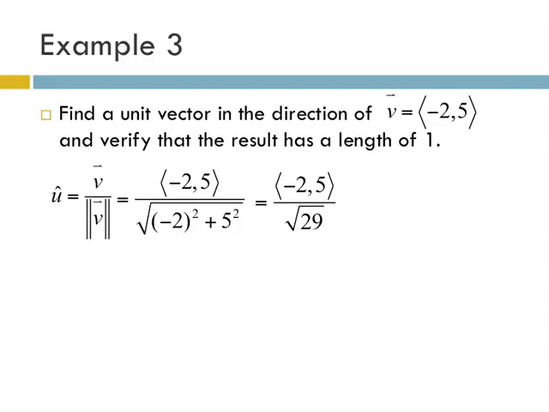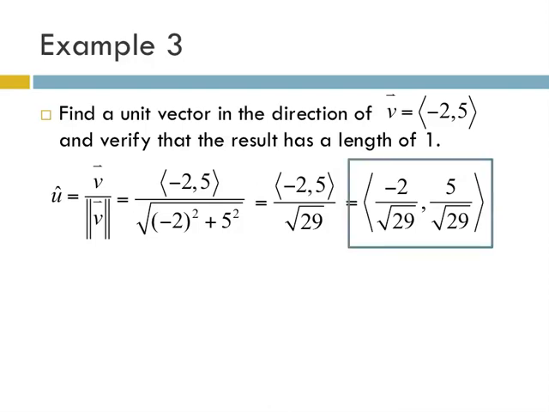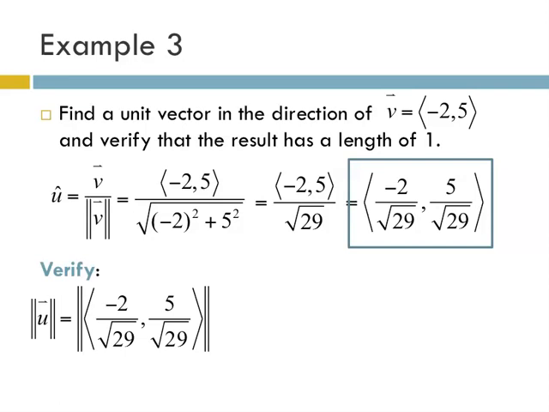So now you're just going to divide each component by the square root of 29. So negative 2 over square root of 29 and 5 over the square root of 29. You can leave it as is. You don't need to rationalize the denominator. That answer is fine. So now the next thing we need to do is to verify that this vector that we just found is in fact a unit vector. In other words, that it does in fact have a magnitude of 1. So we're just going to go ahead and find the magnitude of u, which is negative 2 over root 29, 5 over root 29.